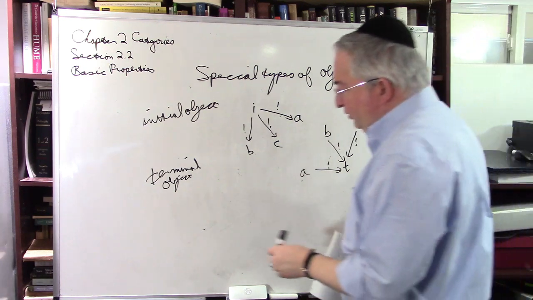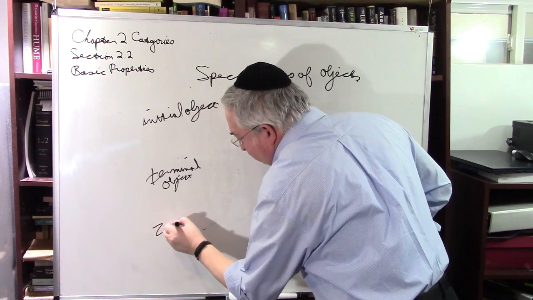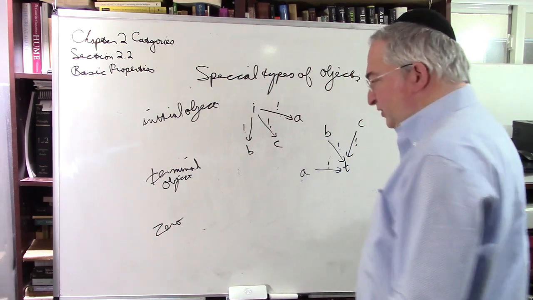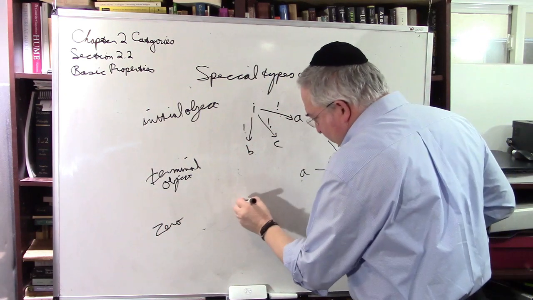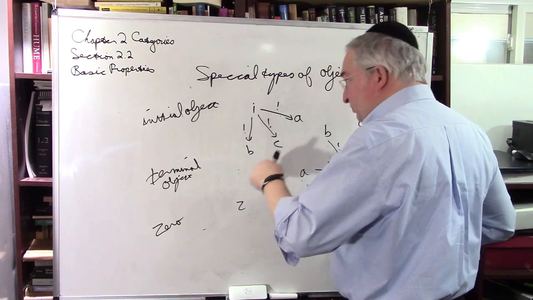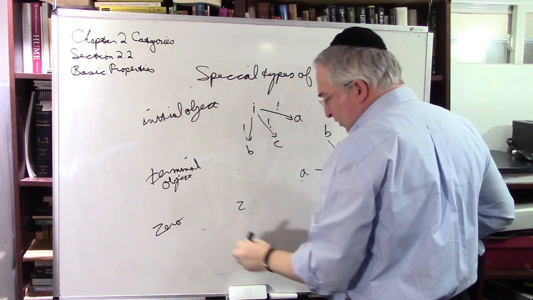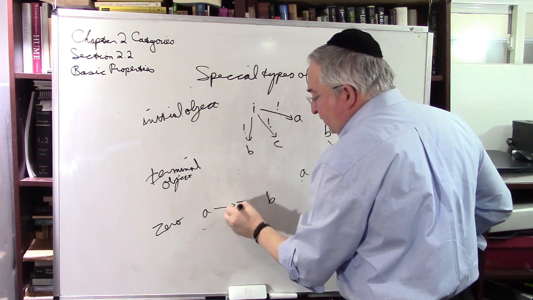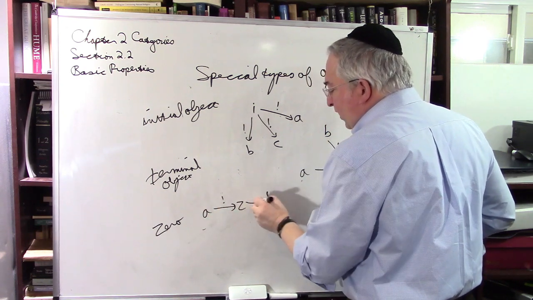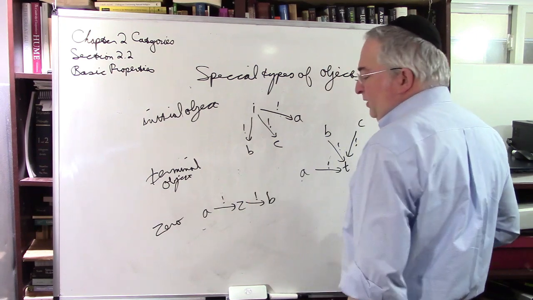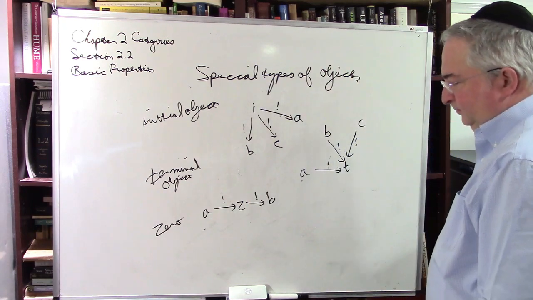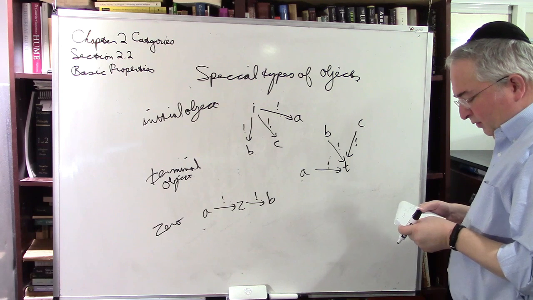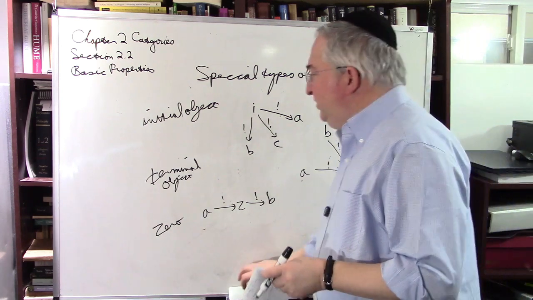Okay? There's a third type of special object called a zero object. A zero object is an object, we'll call it Z, that is both an initial object and a terminal object, which means for any object A, there's a unique morphism there. For any object B, there's a unique morphism there. So those are called zero objects. Okay, let's look at some examples.